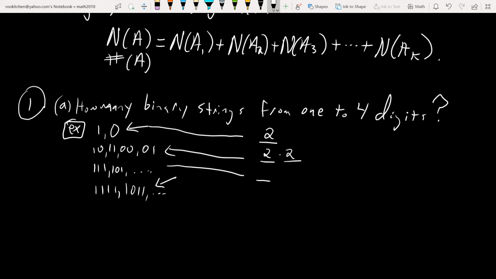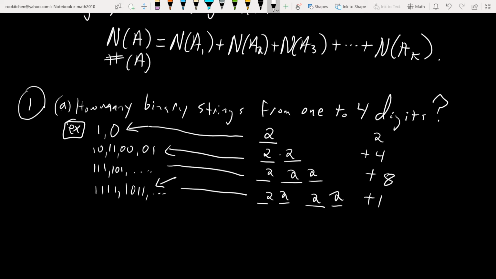And then here there's 8, 2 cubed. And then here, how many of those are there? There's 2 to the 4th of them, so 16. And then for the total, you just add those together, right? You add 2 plus 4 plus 8 plus 16, and that's 30 of them altogether.